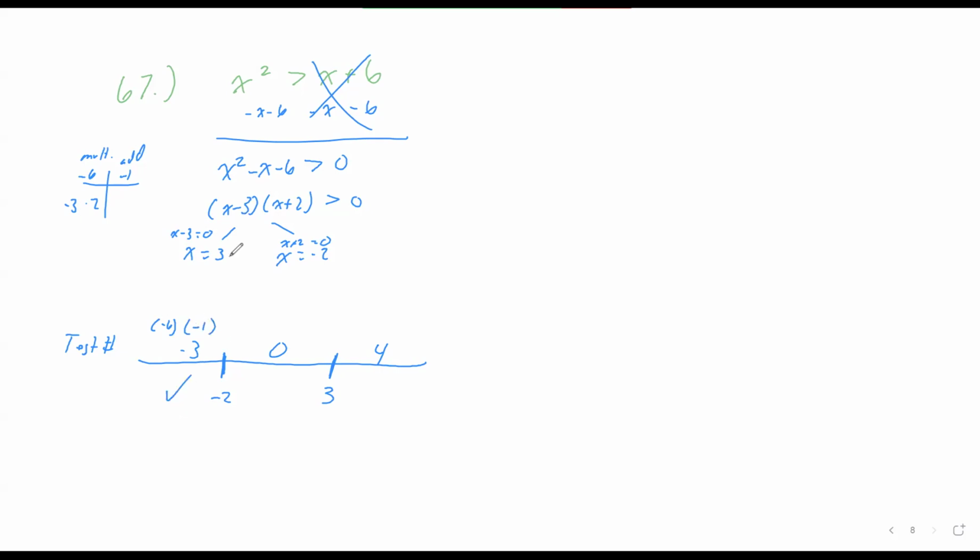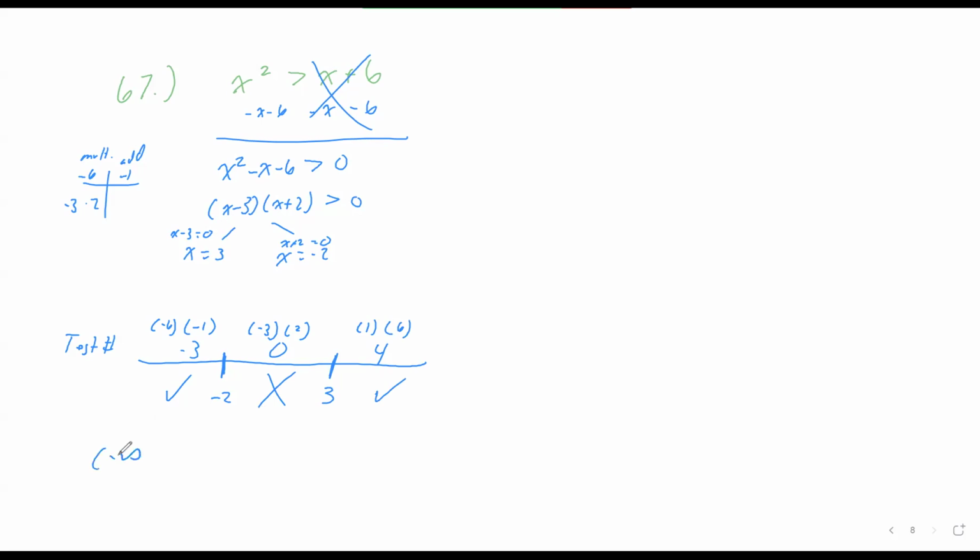Now take 0. 0 minus 3 is -3. 0 plus 2 is 2. Well, a negative and a positive make a negative, which will be less than 0, so that part does not work. And you can work it completely out, but again, I'm just focusing on whether it is greater than 0, yes or no. Now I plug in 4, so I get 4 minus 3, which is 1, and 4 plus 2, which is 6. Two positives do make a positive, so that one works as well. So then your answer will be this part of the graph.